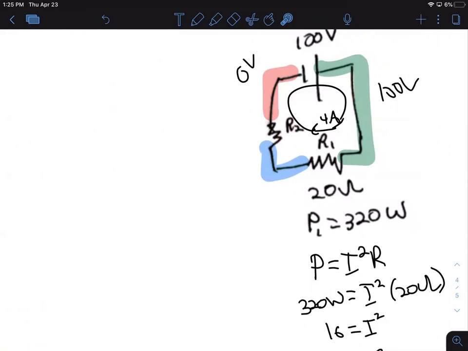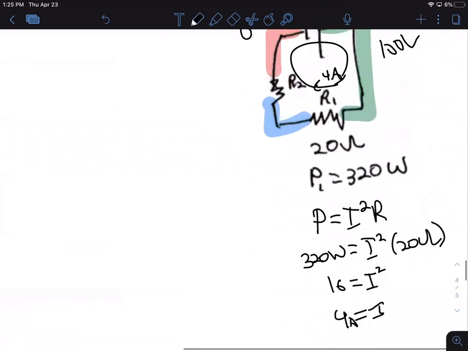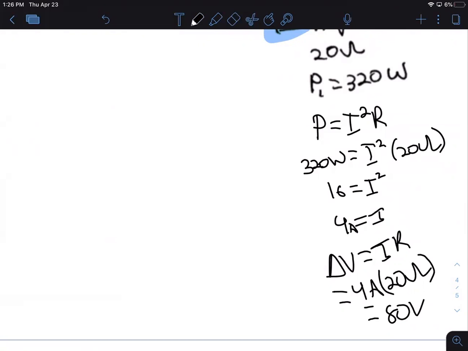Let's do it both ways. How could I find the potential difference, the change? I would need to know this blue area, how much the potential is here. Can I do that? Can I figure out how much R1 is changing it by? Then I know what that is? Yeah. I know delta V. Just gonna write it under here because it's the same resistor. 4 amps, 20 ohms, 80 volts.